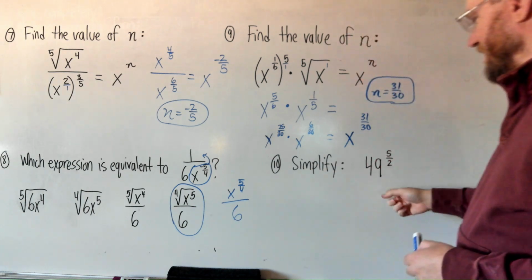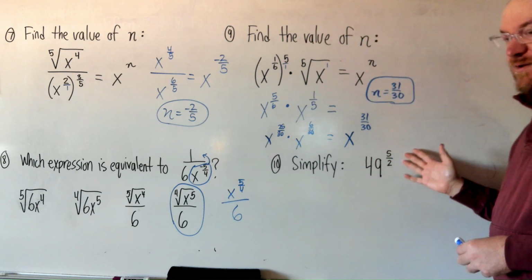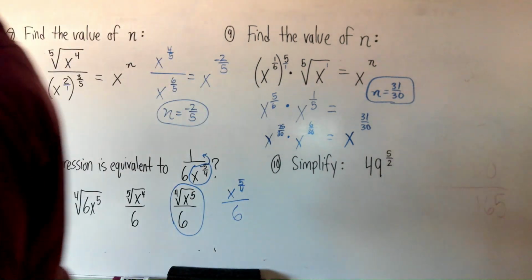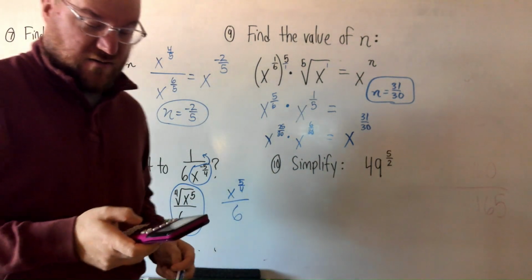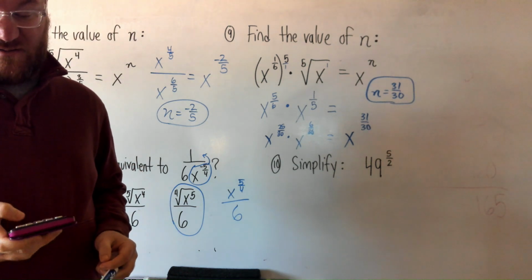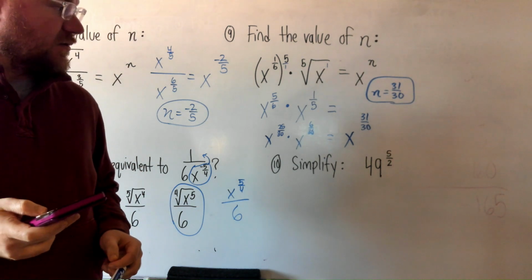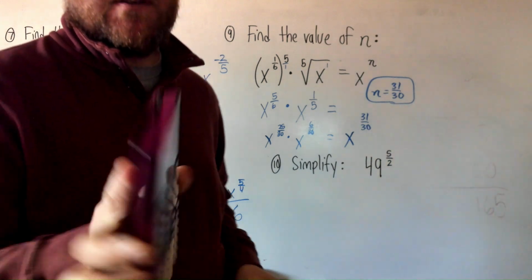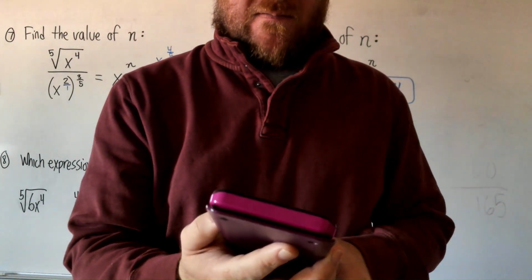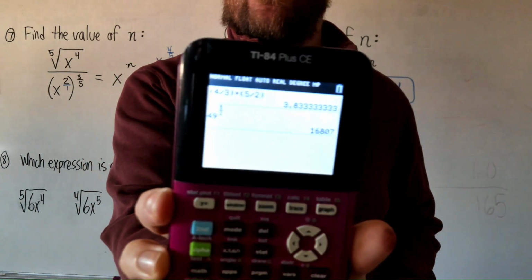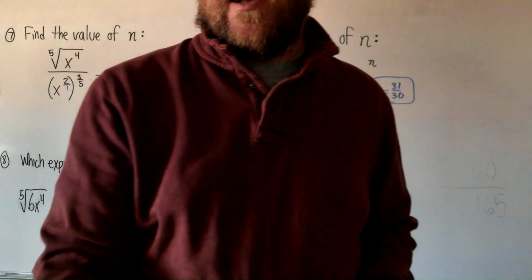And then number 10 says simplify. Now this is pretty much just a calculator question. You can just go to your calculator. Your calculator will do exponential fractions as well. So I can just literally type this in as 49 raised to the 5/2 power. And when I hit enter, it will give me the answer, 16,807.